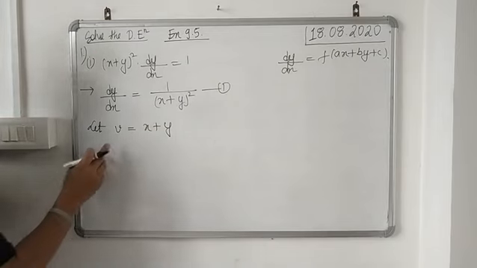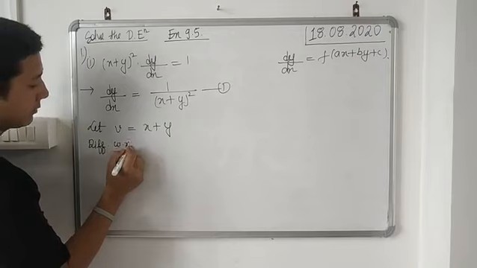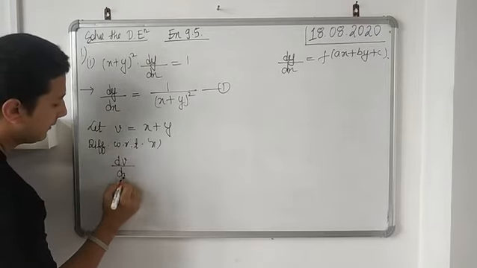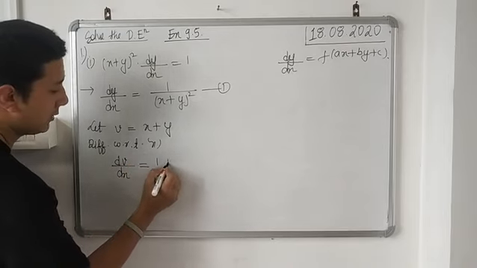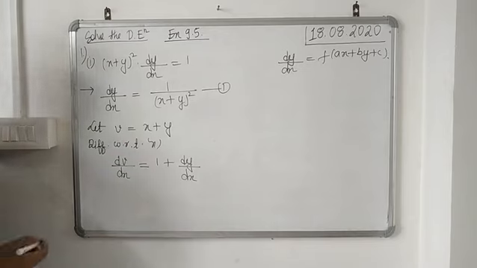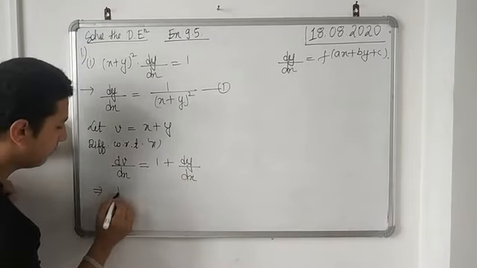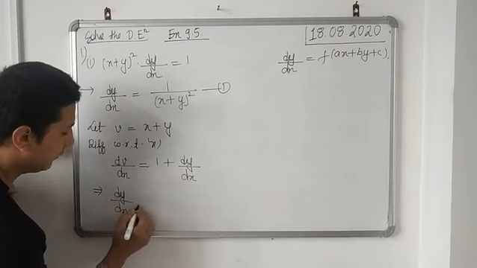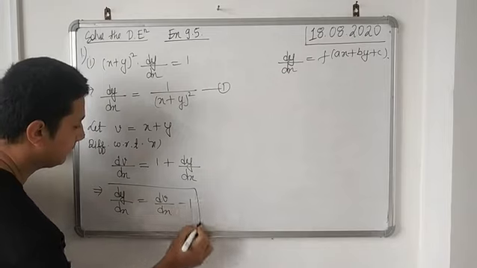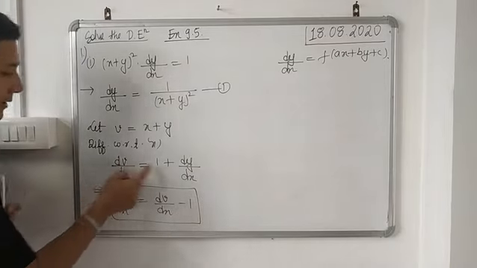Now what to do? Differentiate with respect to x both the sides. Therefore I will be getting dv by dx, which is equal to 1 plus dy by dx. Now from here you find the value for dy by dx. Therefore dy by dx will be dv by dx minus 1. I hope you agree with this. The value for dy by dx will be dv by dx minus 1.